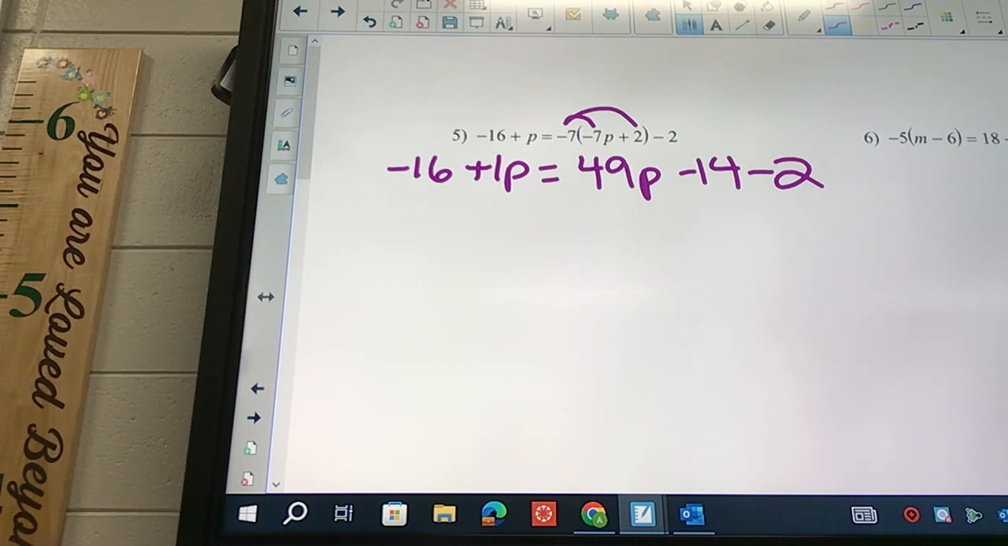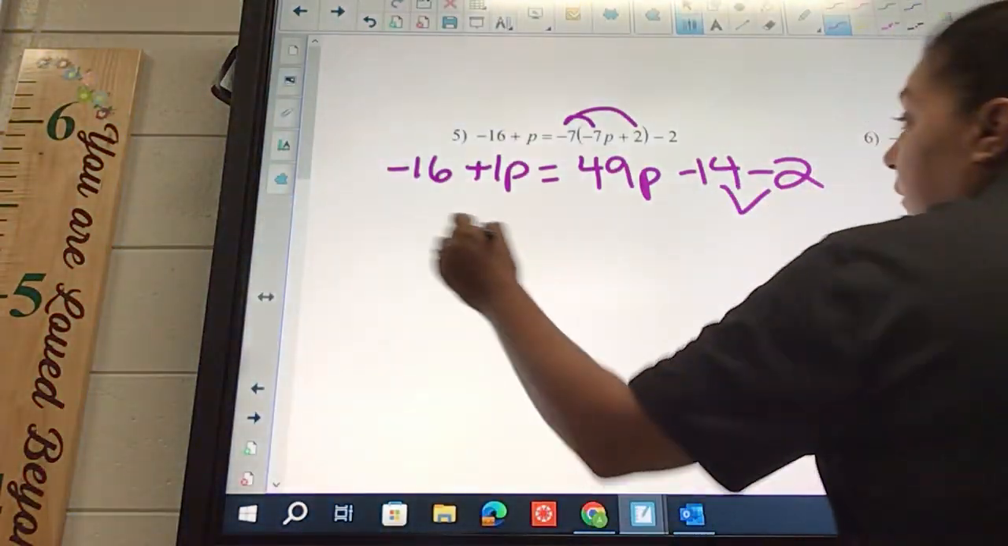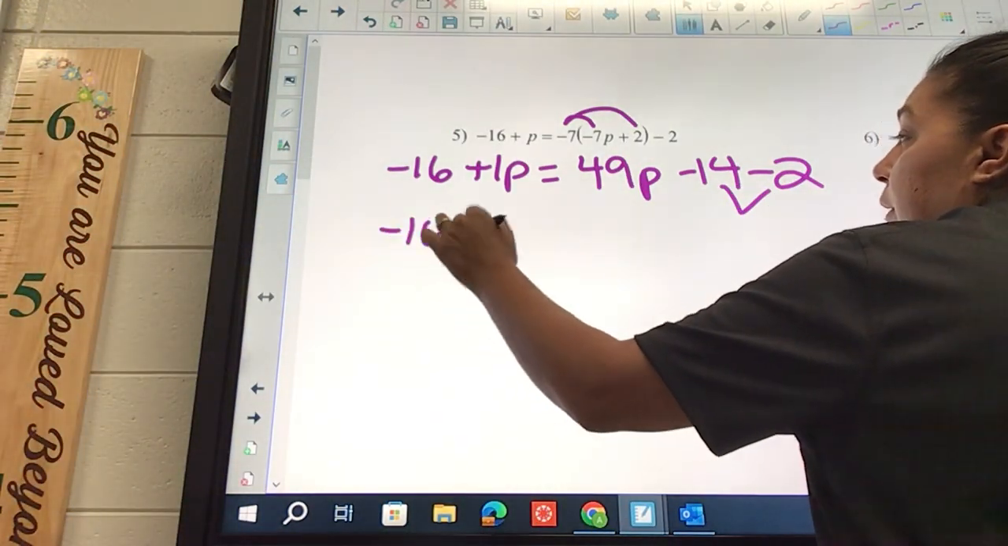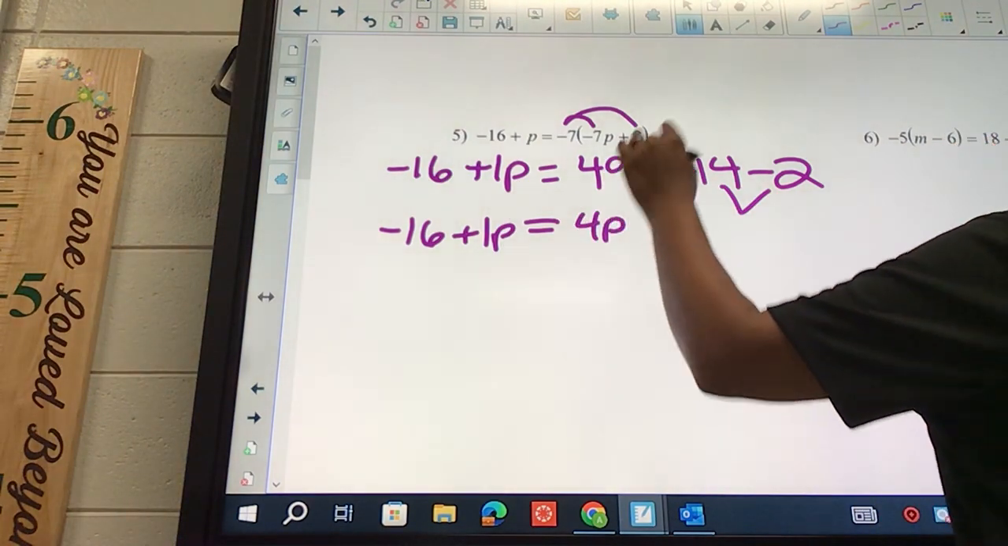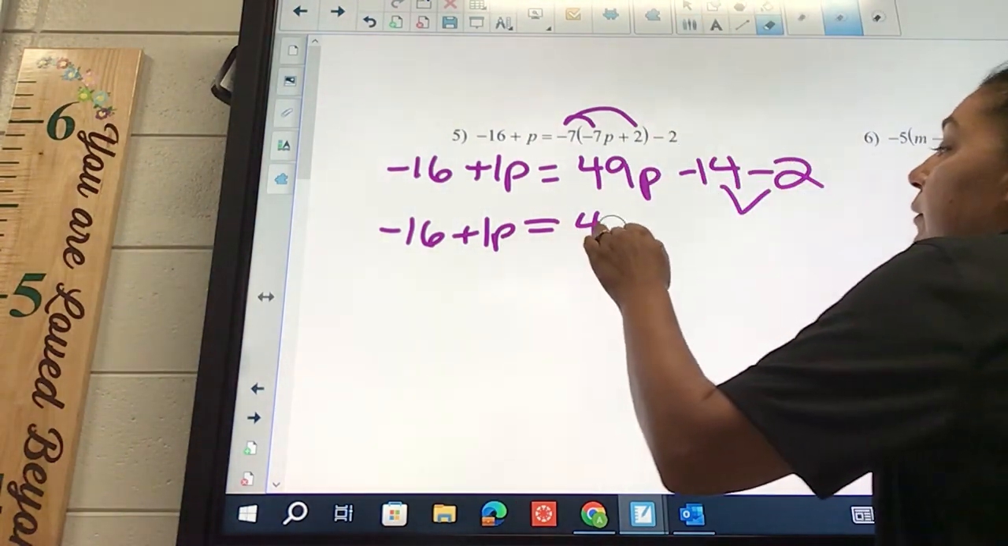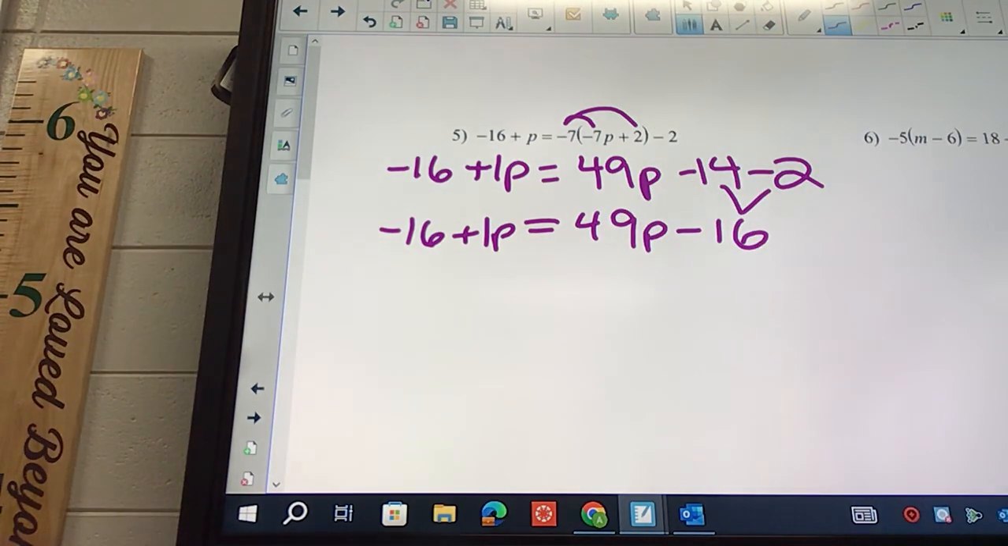Okay, how many pieces are on the left? 2. On the right, 3. So something needs combined on the right side. What is it? 14 and 2. Okay, so I get negative 16 plus 1p equals 49p. Oh my gosh, I cannot write this morning. 49p minus 16 is what that's going to give me. Negative 14 minus 2 is going to be minus 16.